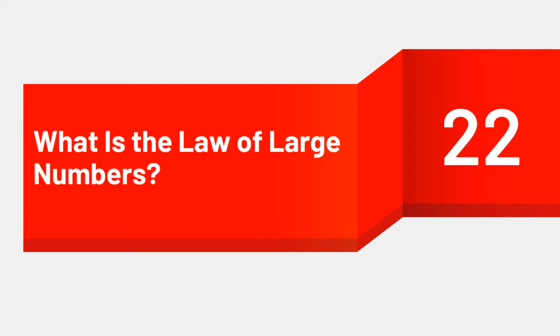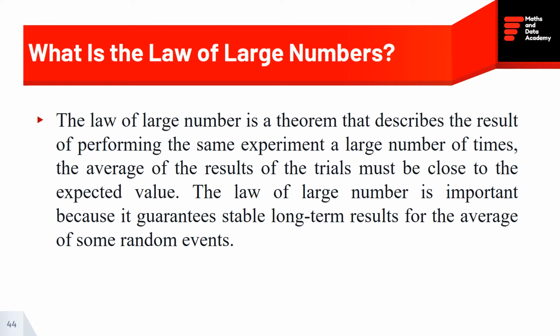What is the law of large numbers? The law of large numbers is a theorem that describes the result of performing the same experiment a large number of times. The average of the results of the trials must be close to the expected value. The law of large numbers is important because it guarantees stable long-term results for the average of some random events.